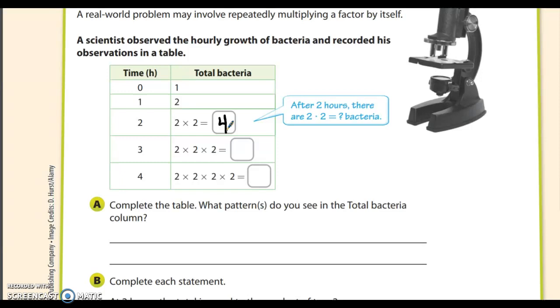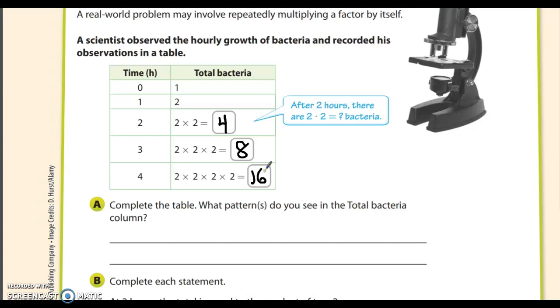Now, I want you to pay attention that a lot of kids put 2 times 2 times 2 is 6. But that's just not right. 2 times 2 is 4, times another 2 is actually 8. So pay attention to that. And then the fourth line is after 4 hours. 2 times 2 is 4, times 2 is 8, times 2 is 16. So just notice that the total bacteria keep doubling.